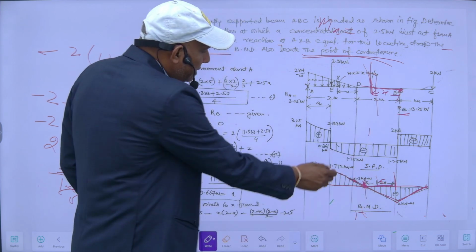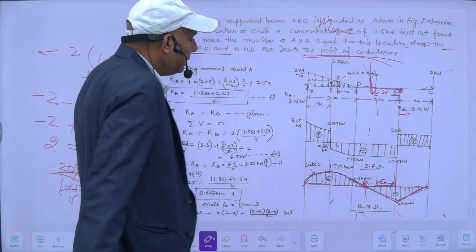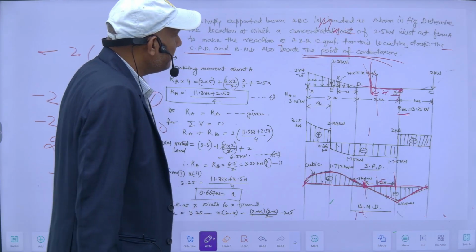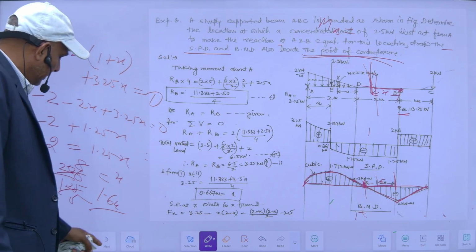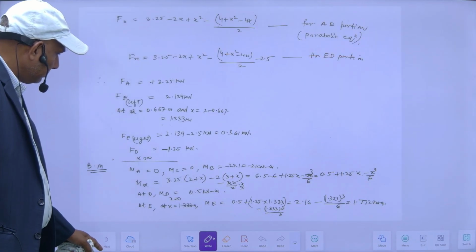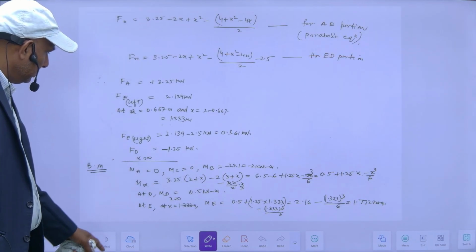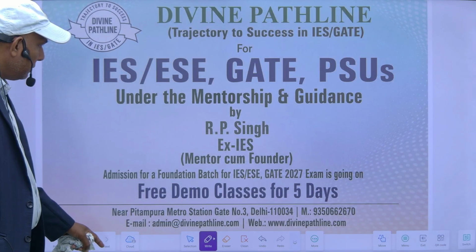My bending moment is maximum here. This A is this one, and these are my reactions. So the question is all. These are the calculations which you can follow.